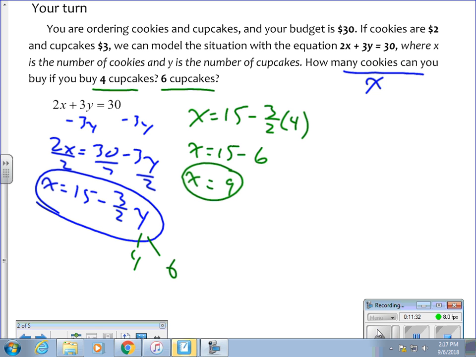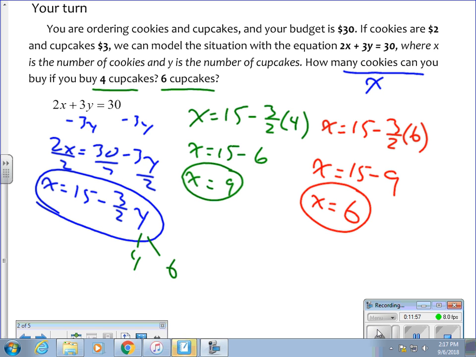Doing the same thing with 6 cupcakes. X equals 15 minus 3 halves times 6. What is half of 6? 3. What's 3 times 3? 9. So this becomes 9. X equals 15 minus 9. X equals 6. If I buy 6 cupcakes, I can get 6 cookies.